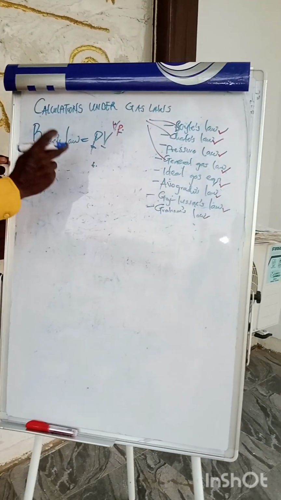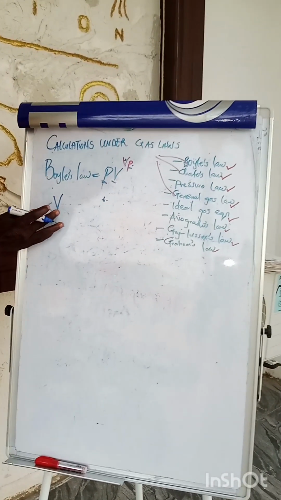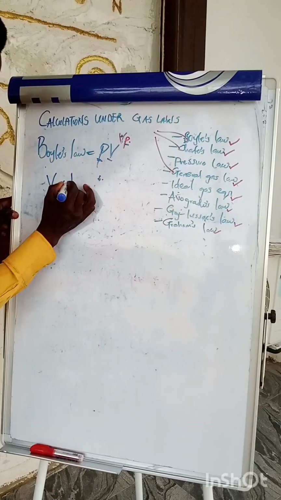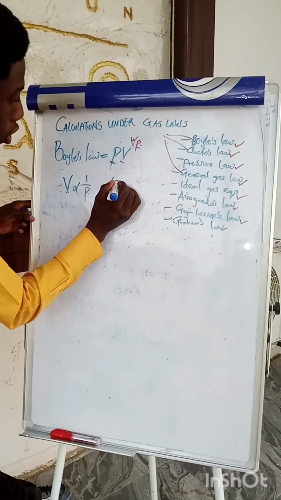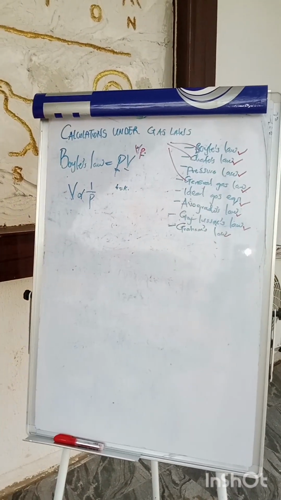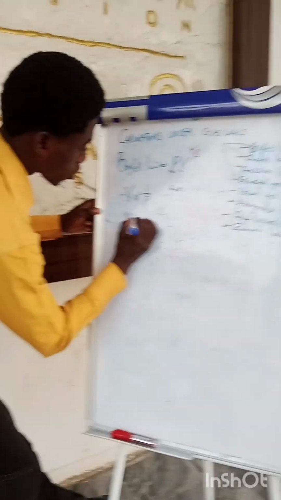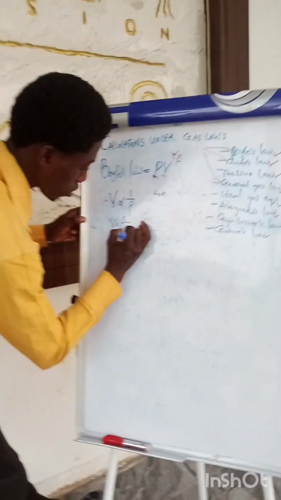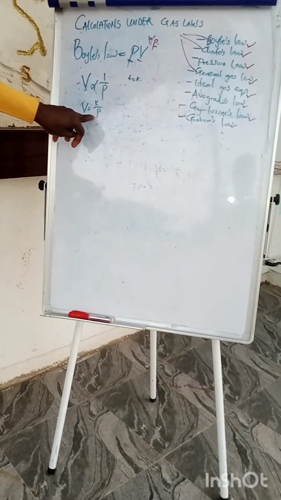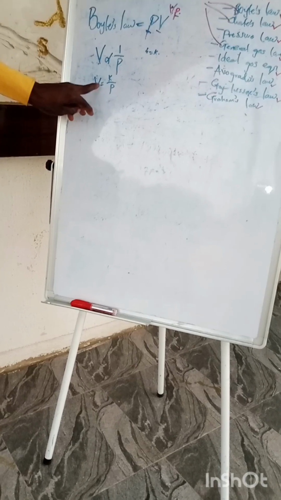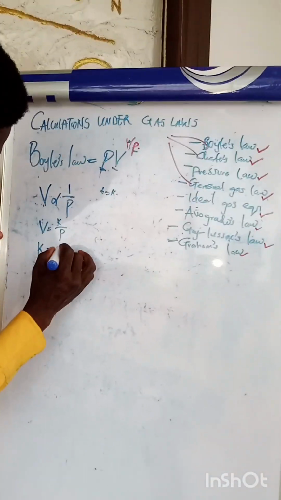So that's why mathematically we can have it as the volume of a given mass of a gas is inversely proportional to our pressure, where temperature is the constant. So now we have V equals our constant K over P. Very simple. Meaning that if we cross multiply this, K will be equal to P times V. So that means our K is equal to PV.